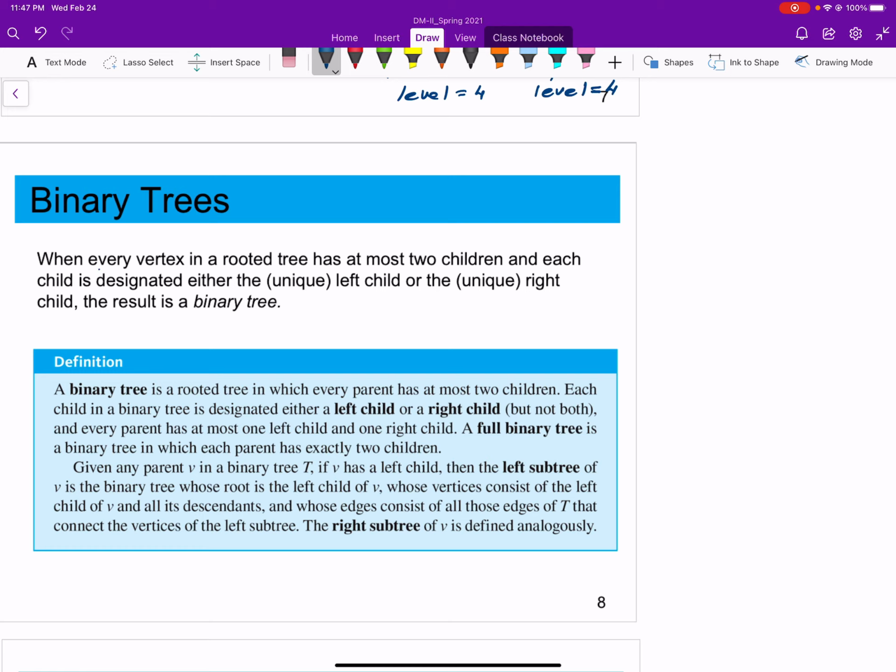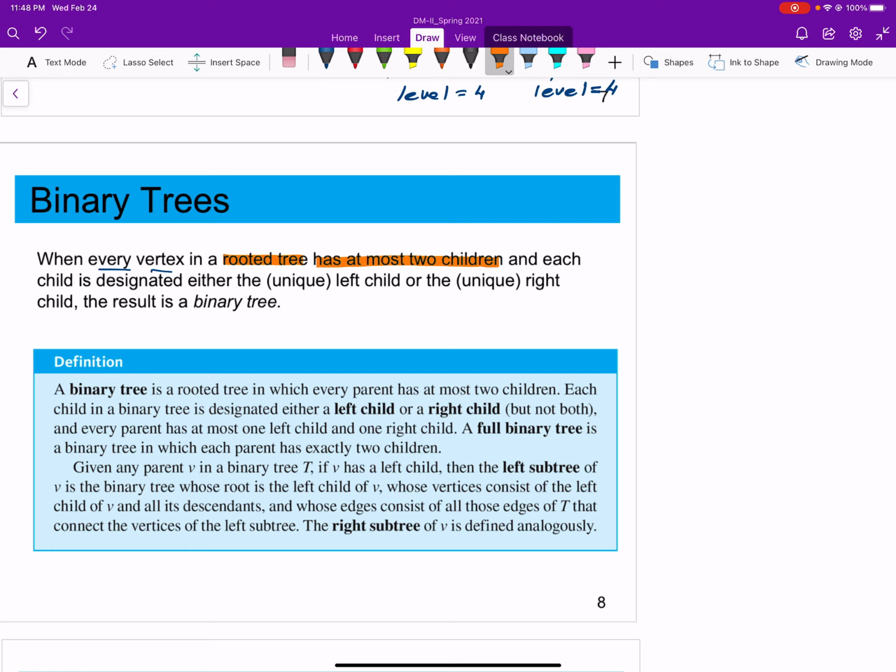When every vertex in a rooted tree has at most 2 children, and each child is designated either the left child or the right child, the result is a binary tree. Okay, so this is the definition of a binary tree. It's a rooted tree where each vertex has at most 2 children. So it can have 1 child or 2 children. All right.